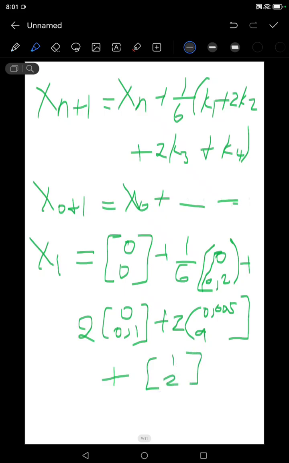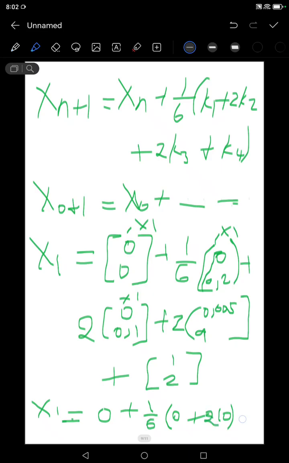Then we're going to have the x1, the top part. Everything that is on top is x1. So to get x1, we say 0 plus 1 over 6 into 0, plus 2 times 0, and then plus 2 into 0.05, plus 1. And then x2 is still going to be the same, but using the bottom part.